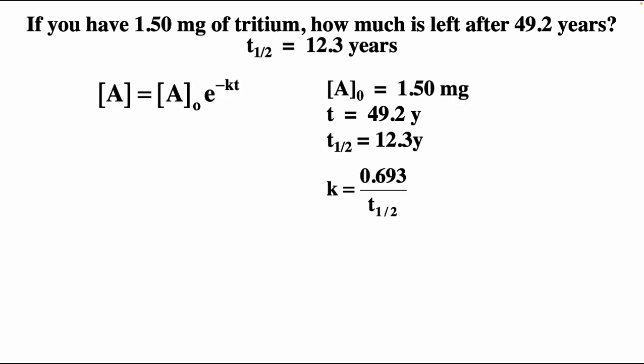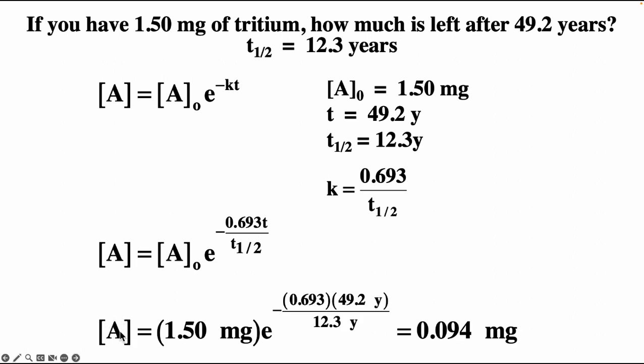Now, if we want to use one of the equations that we derived, concentration at time t equals initial concentration times e to the minus kt. We can also just use mass here. And so our initial mass is 1.5 milligrams because the concentration and the mass are proportional. Our t is 49.2 years. Our half-life was given as 12.3 years. Now k is equal to 0.693 divided by the half-life, and so 0.693 divided by the half-life goes here.